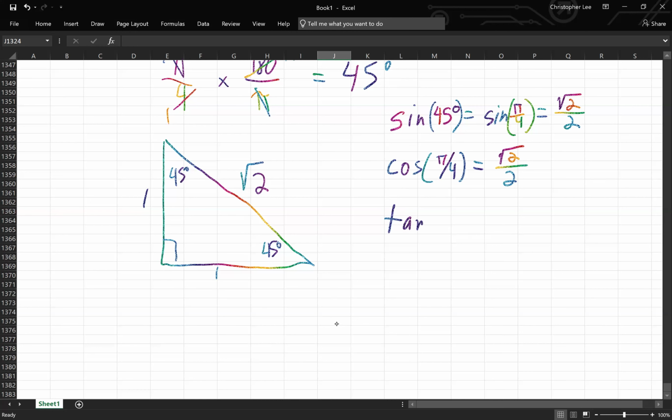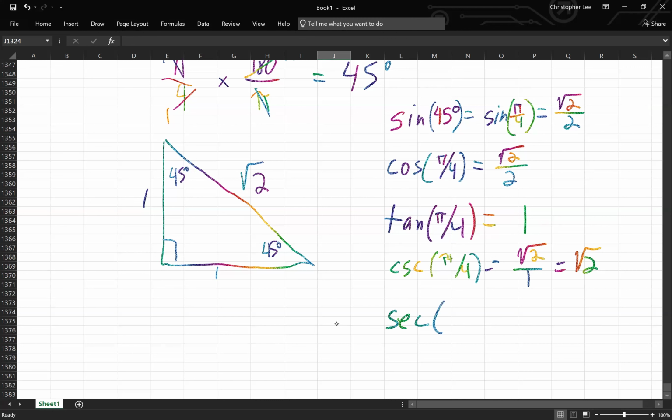Tan of pi over 4 is going to be opposite over adjacent. Call that 1. Cosecant of pi over 4. Cosecant we know is 1 over sine, so opposite over adjacent. So radical 2 over 1. Call that radical 2.